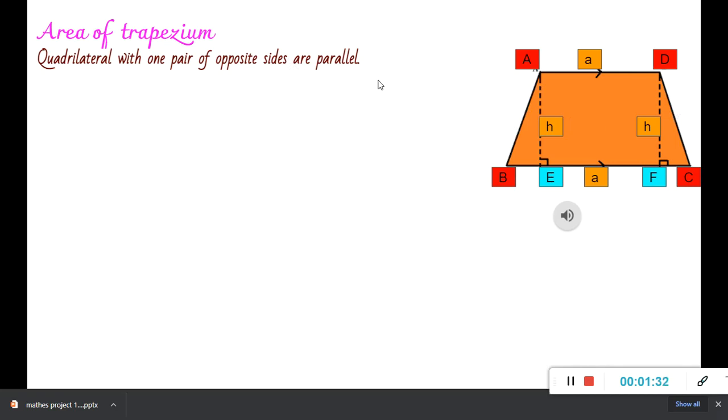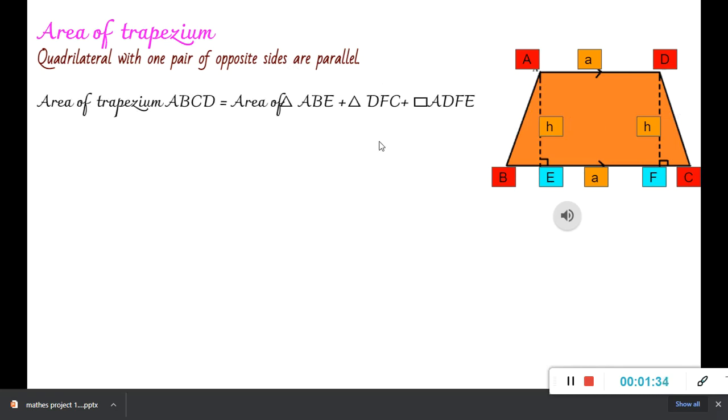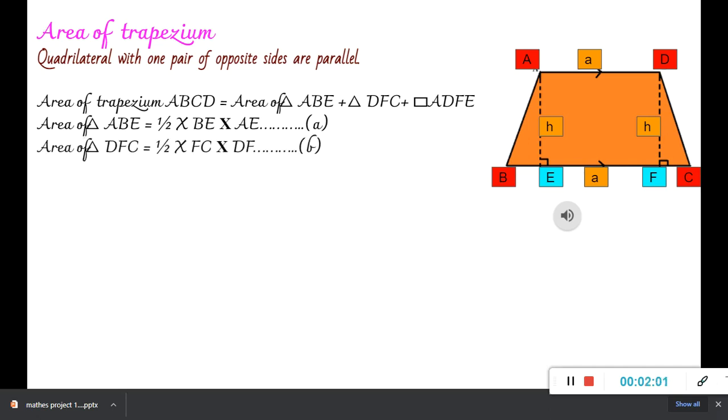So what are the shapes? First we add the area of ABE, plus the area of the last triangle DFC, plus the area of rectangle ADFE. Isn't it? First, the formula for the area of triangle ABE. We know that it is half into base into height, right? Here the base is BE and the height is AE. So half into BE into AE, that we can call formula A. Now the second one is the area of DFC, that is half into FC into DF, that we can name B. And the area of rectangle ADFE is length into breadth, here AE into EF. That will be our third point.